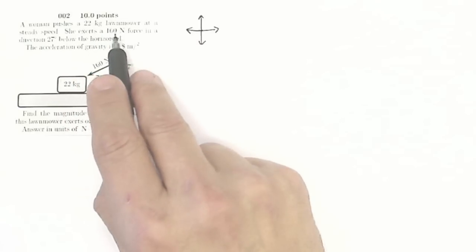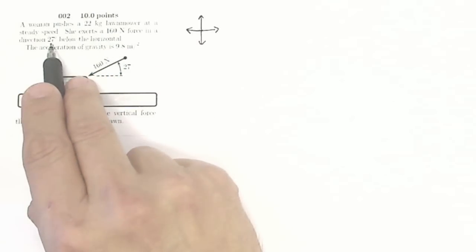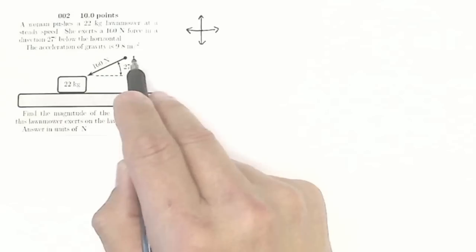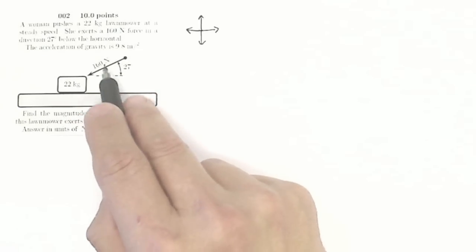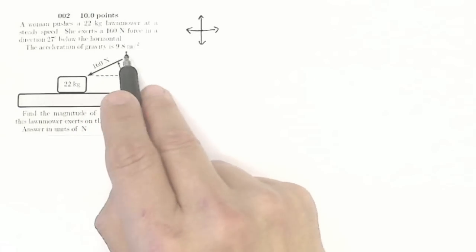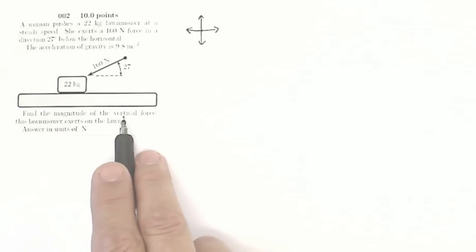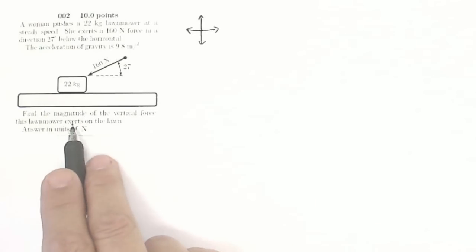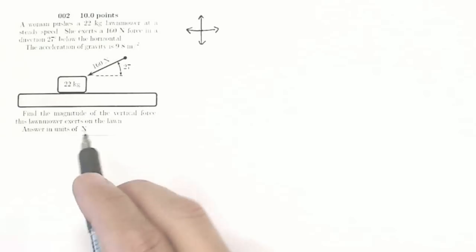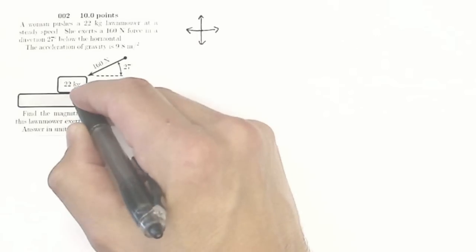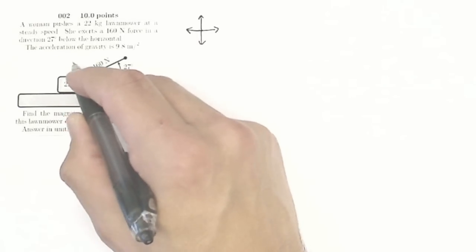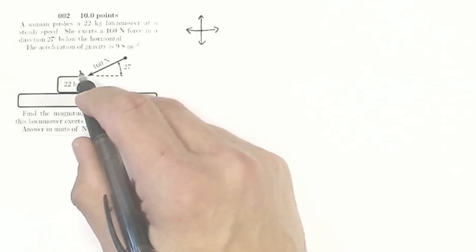She exerts a 160 Newton force in a direction 27 degrees below the horizontal. So she's pushing down, and that angle is 27 degrees. Acceleration of gravity is 9.8 meters per second squared. Find the magnitude of the vertical force the lawnmower exerts on the lawn. Well, if the lawnmower is pushing down on the lawn, then the lawn will be pushing back with a normal force. So what I'm really looking for is a normal force in this case.